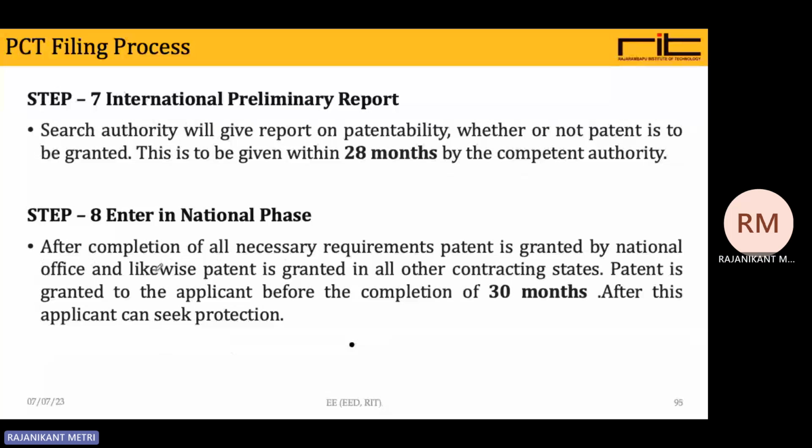And the last or eighth step is to enter the national phase. After completion of all the necessary requirements, the patent is granted by the national office, and likewise the patent is granted in all other contracting states, and it is granted to the applicant before the completion of 30 months. So once you have applied, before completion of 30 months, it is granted or refused. After this, the applicant can seek the protection.